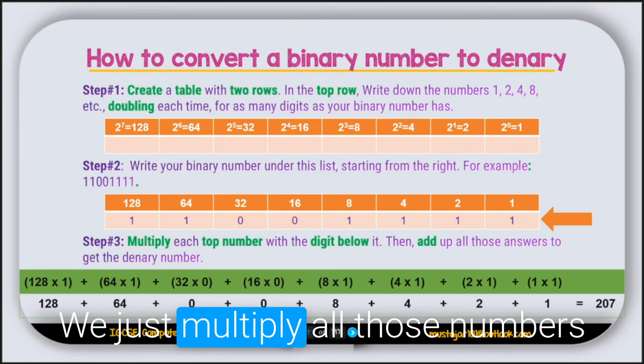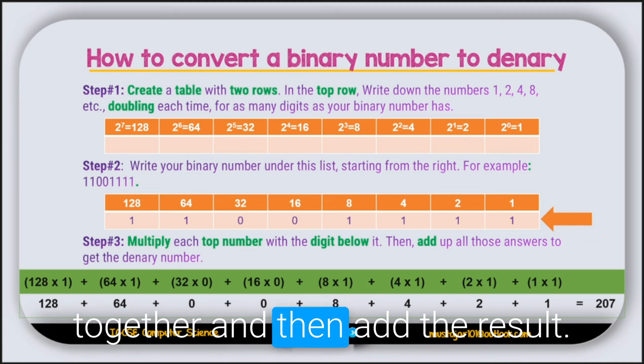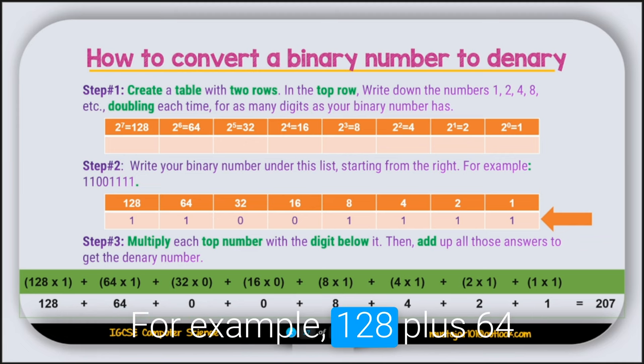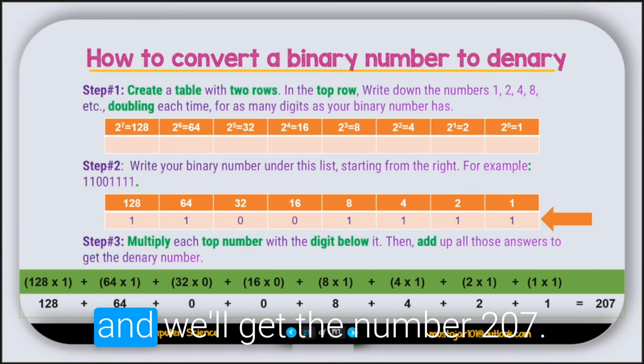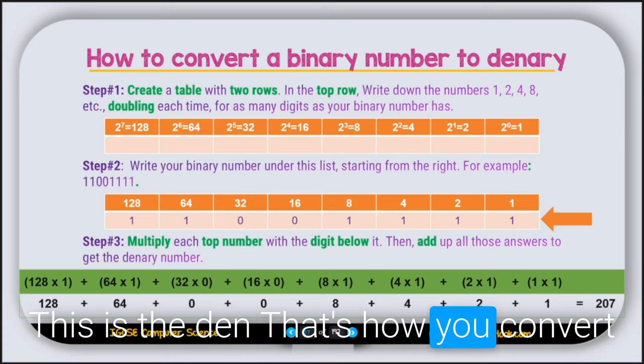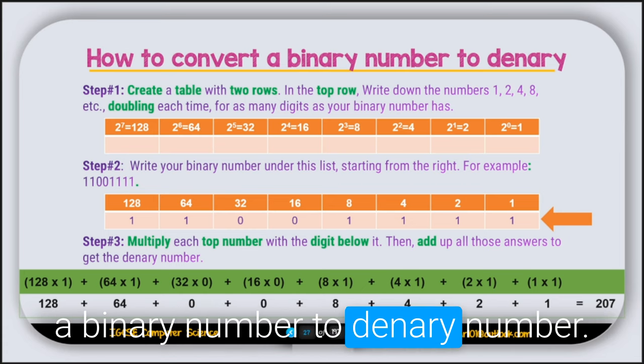We just multiply all those numbers and then add the results. For example, 128 plus 64 plus 8 plus 4 plus 2 plus 1 and we'll get the number 207. This is the Denary number. That's how you convert a binary number to a Denary number.